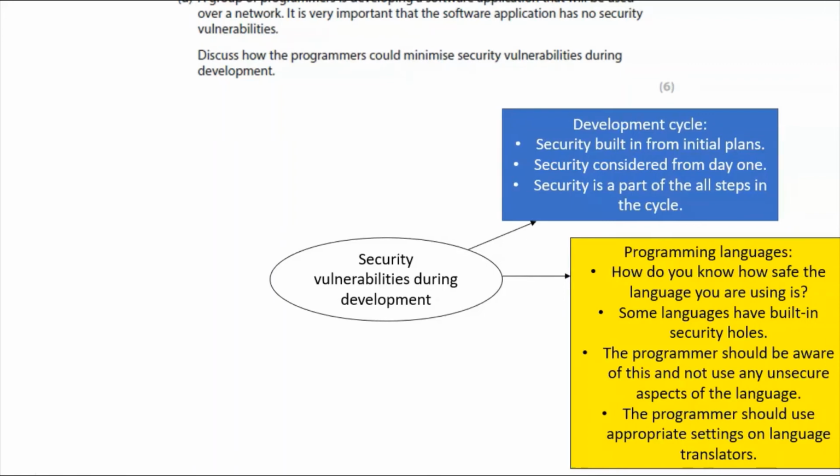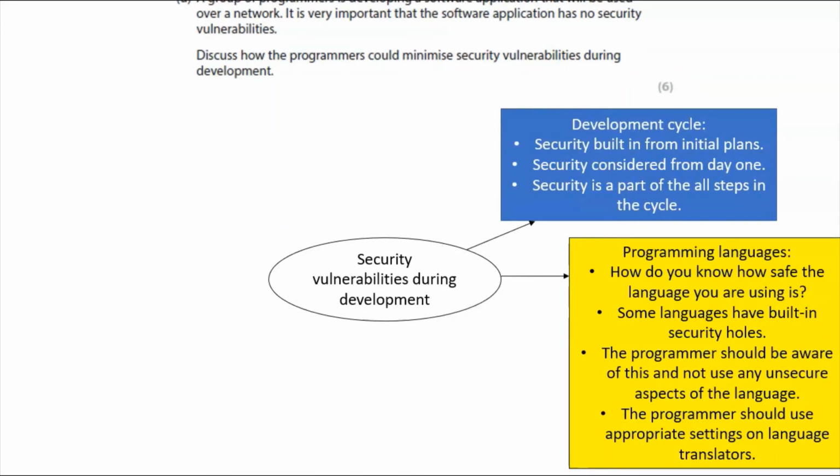Programming languages. How do we know that a language is safe? Some languages do have built-in security holes. The programmer should be aware of this and not use any unsecure aspects of the language. The programmer should use appropriate settings on language translators.